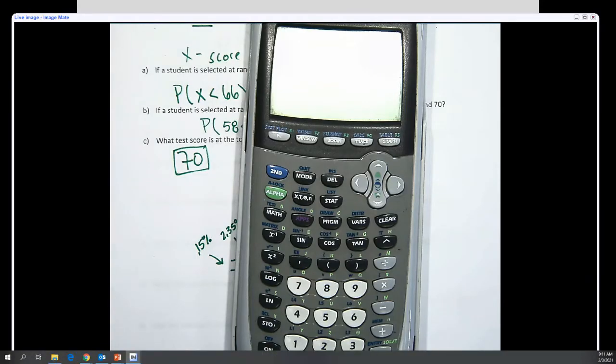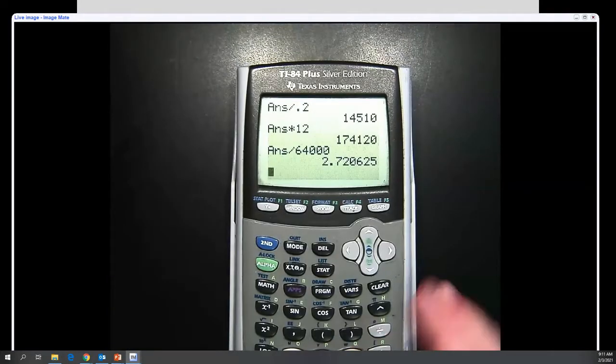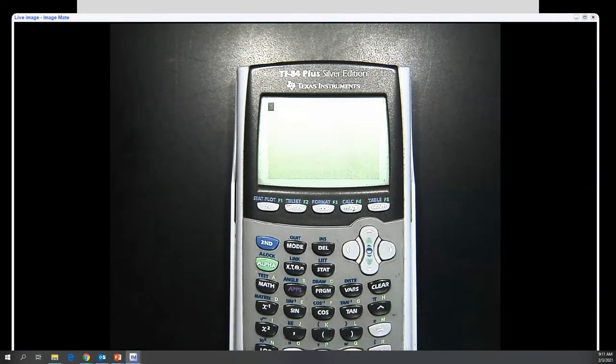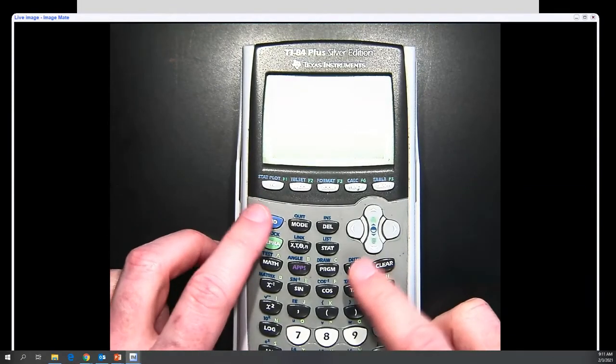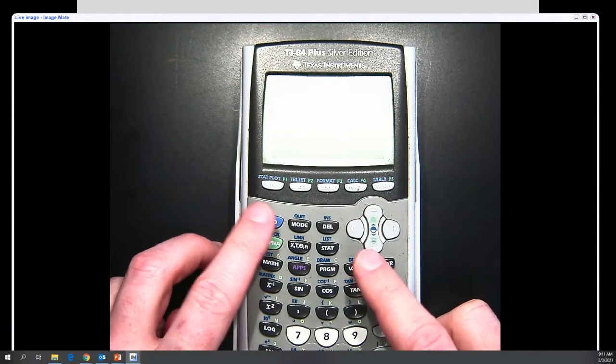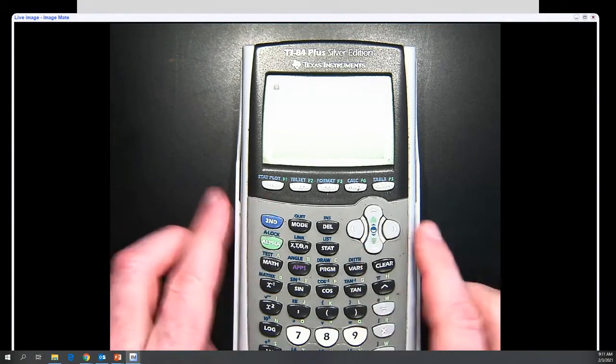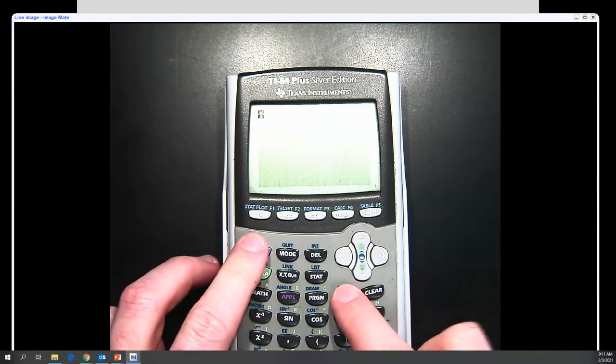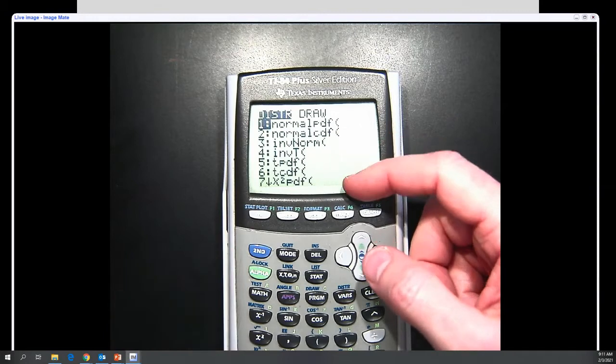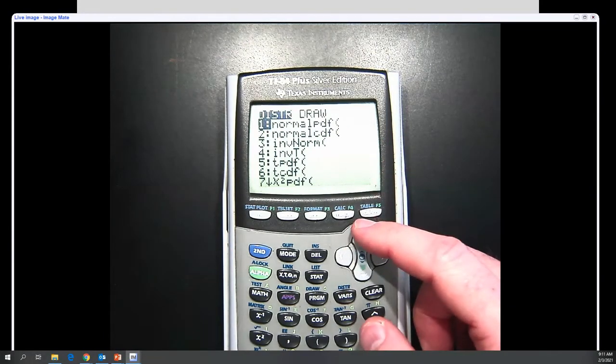These button presses are pretty important. You're going to probably want to write down how to get to them. So step one is we're going to hit second and then vars, which goes to distributions. So second, distributions. Should bring up this screen. We've seen this before. We had to do a lot of stuff with binomial PDF and CDF recently.